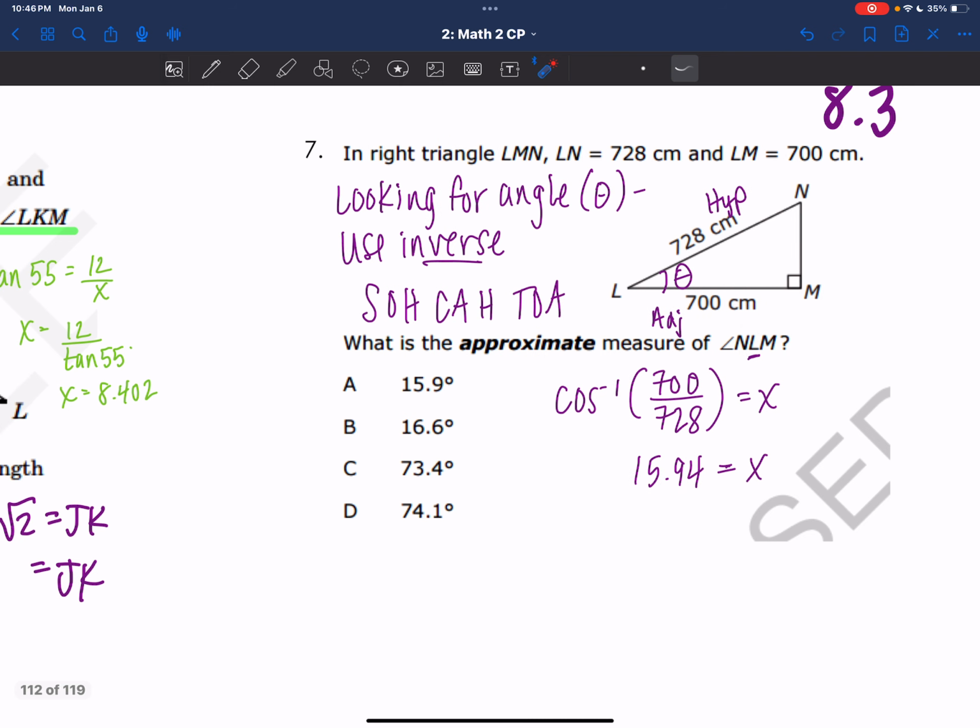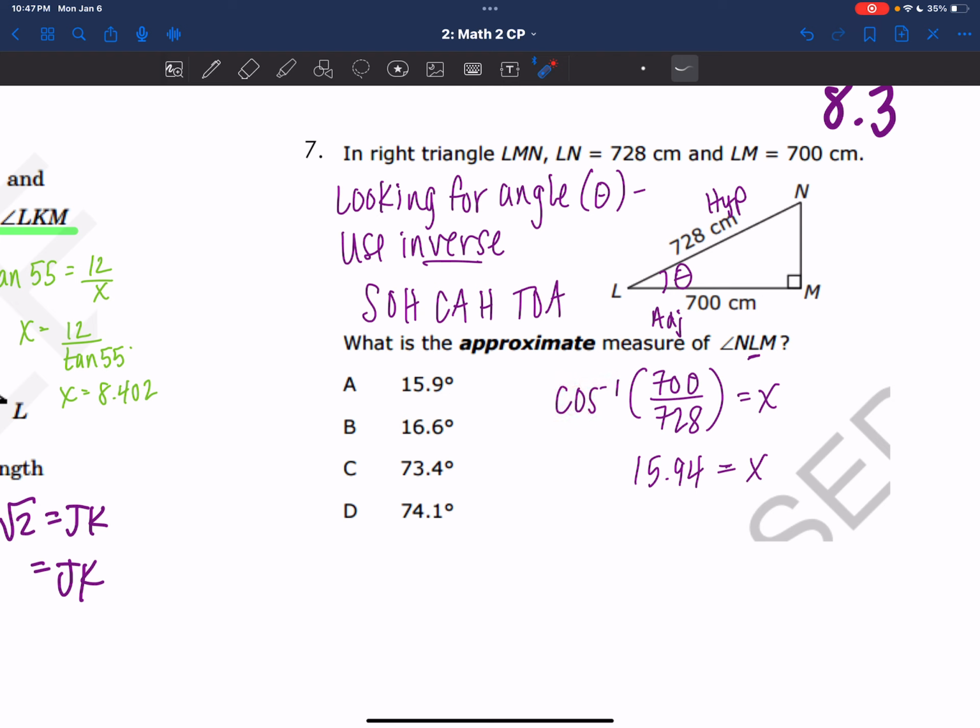All right, and again, in this one, it's similar. It gives you all the measurements. And again, since we're looking for theta, we're looking for the angle, you're going to use the inverse. So since we're looking for theta, they gave us adjacent. And they gave us the hypotenuse. So we're going to use cosine. Remember, it's the inverse cosine.